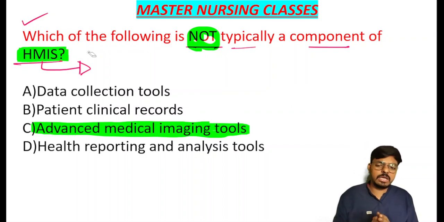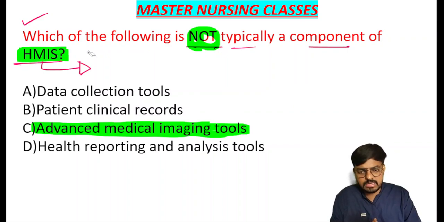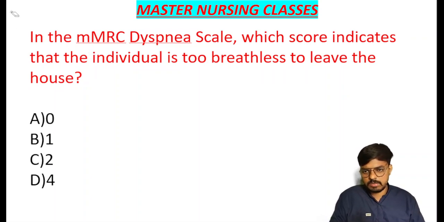Here in this particular question, option C is the correct answer, that is the advanced medical imaging tools. It does not contain the rest. HMIS stands for the health management and information system. Hope the concept is clear. Consider this one as most important. This was recently asked in the INICET exam.